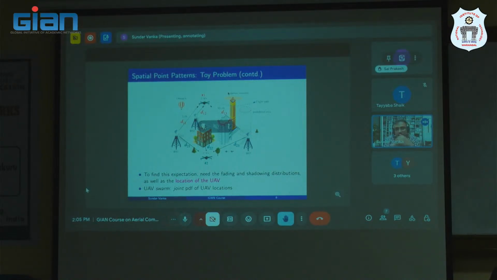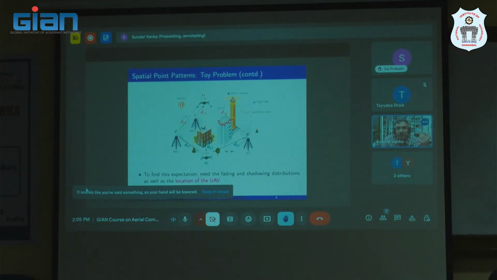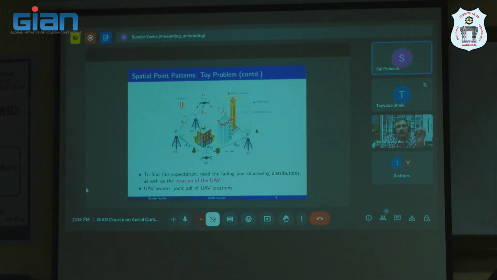Yes, please. There is a question: a minimum of 3 is required for the analysis, right, sir? 2 will not help us. 2 is not enough, 3 is required. 4, 5 is better for the minimization of errors in estimation. No, we are not estimating anything. We are assuming it is known. Everything is known perfectly. The UAV location is also known.